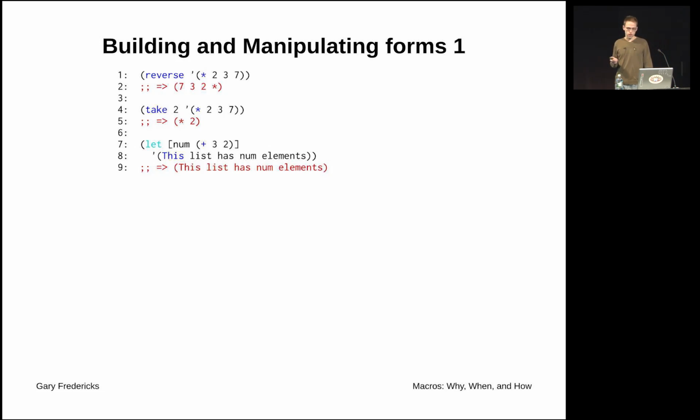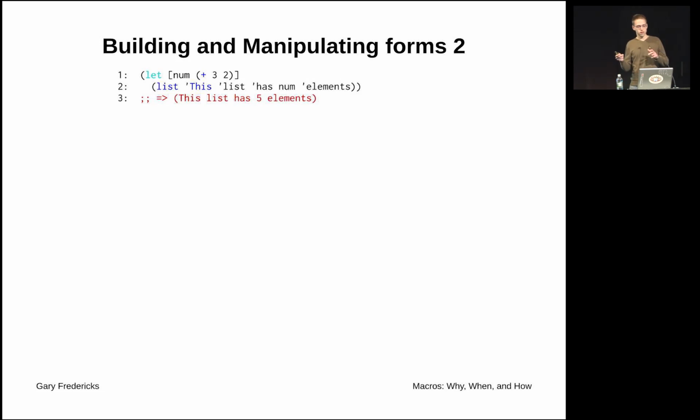What we can do is, instead of quoting a whole list, we can use the list function to build a list and then quote the things that go into it. So here on line 2, we're calling list, and we have each of the symbols going into the list quoted except for num, which we want inserted from the local scope. So that's how we get the number 5 in there.